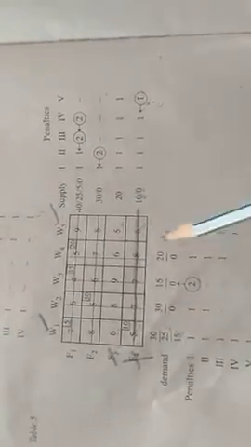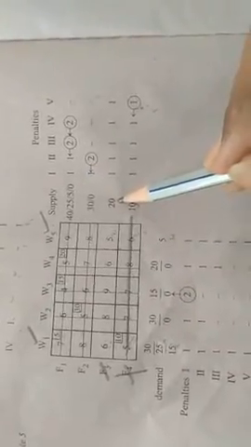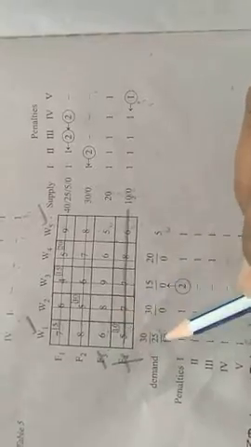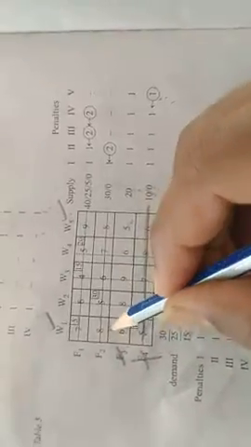Here 15 is left, here 15 is left, here 5 is left, here 20 is left. So directly I am entering. Here 10 is there, here 15 is there. I am assigning directly here 15. Here 5 is there. That's why, because there is no chance to calculate the penalties.